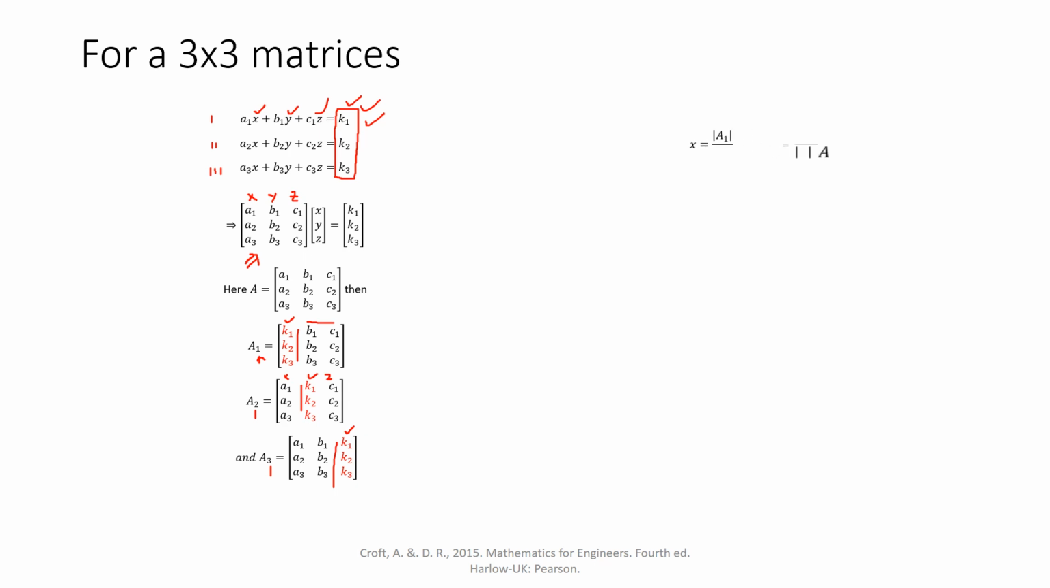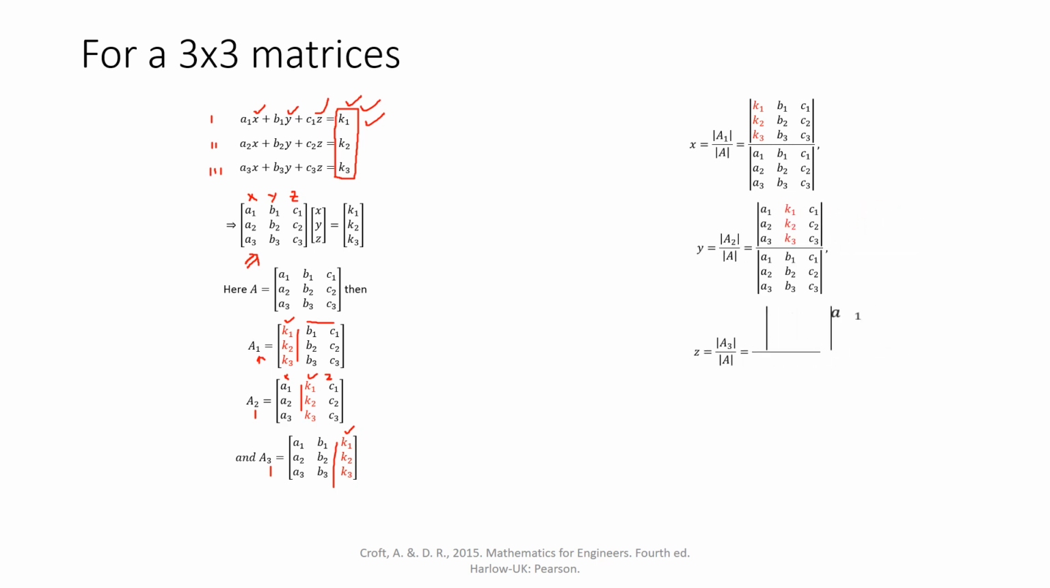The further definition is similar: A1 determinant by A determinant, and I will explain this determinant. This determinant is a little tricky and needs more information and skills. So y, then z, so 3 determinants. If there is another variable, it will be A4 determinant by A determinant, and so on.